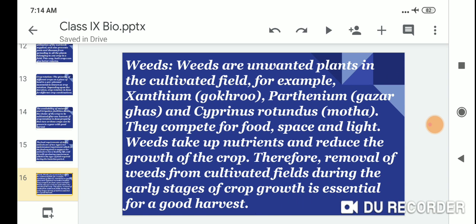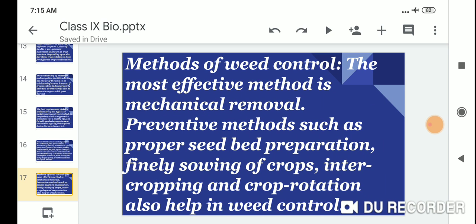Weeds. Weeds are unwanted plants in the cultivated field. For example, Parthenium, Xanthium, and Cyperus rotundus, Motha. They compete for food, space, and light. Weeds take up the nutrients and reduce the growth of the crop. So the removal of weeds from the cultivated field during the early stage of crop growth is essential for good harvest.